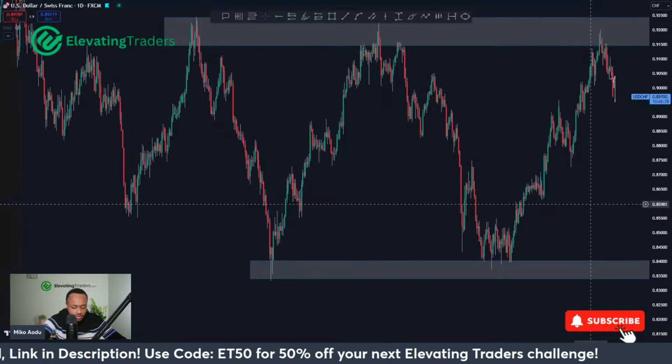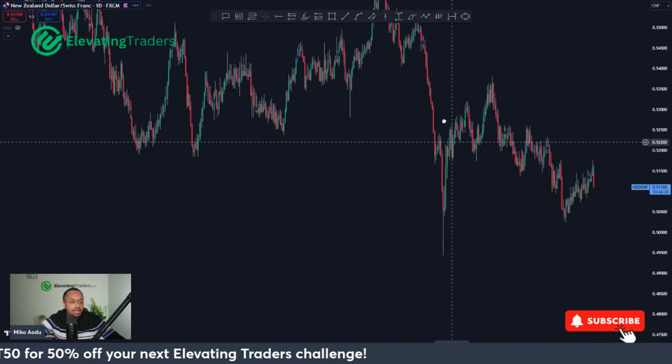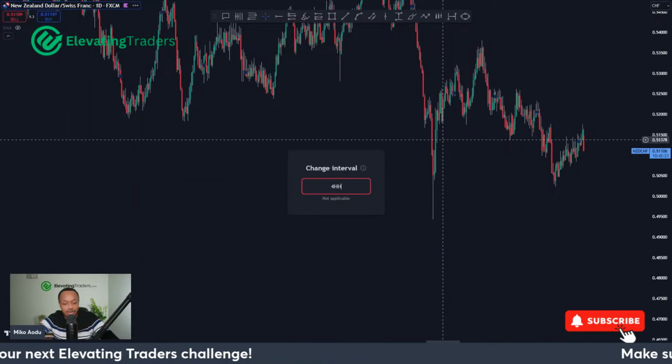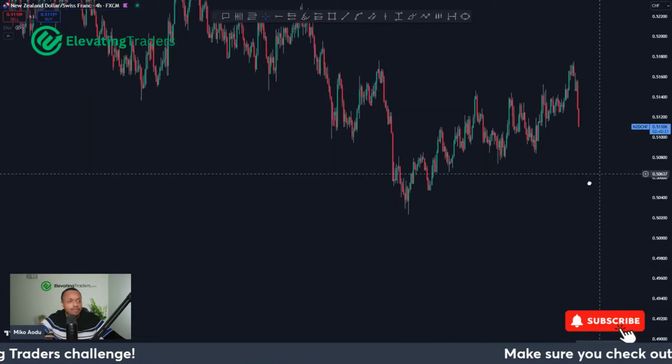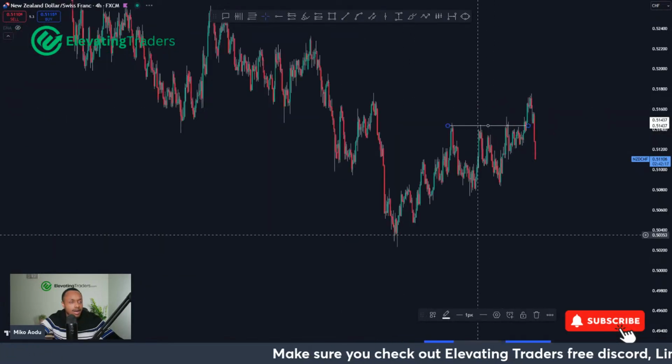Let me go through some CHF pairs, because I'm actually looking to sell New Zealand CHF, but it hasn't really set up well. It's just been very corrective. We had a bit of a consolidation. Price did break the high last week, and it looks like we're coming back in very aggressively.